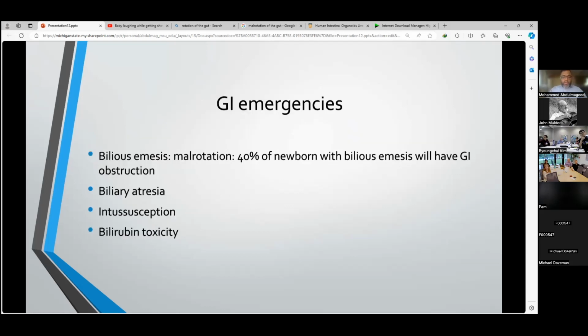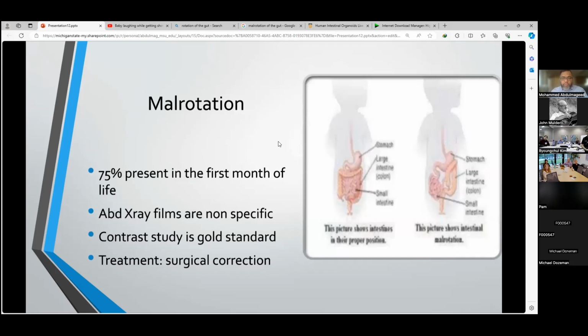Okay, then moving to the GI emergencies, I'm going to talk about select ones, 4 actually. Malrotation, biliary atresia, intussusception, and bilirubin toxicity. All 4 of these can lead to death. Okay, so malrotation. What is malrotation?